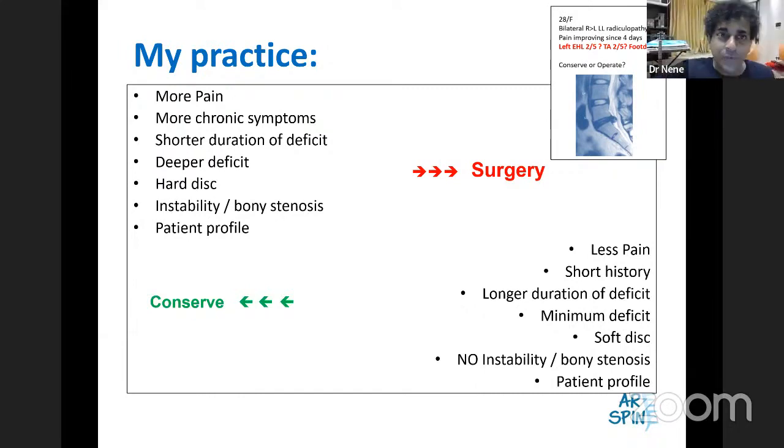tend to conserve. While the other, on the top, someone with a shorter duration of deficit that's urgently happened, someone who has a deeper deficit, someone who has more recurring symptoms, a hard disc, instability or bony stenosis, and an urgent kind of patient profile, or a high demand spine, as we say, you would operate. This is just philosophy. Anyone wants to butt in here?